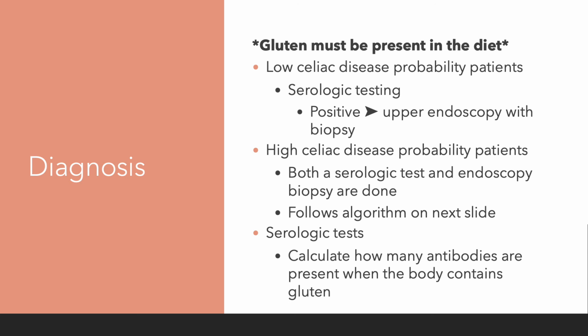Second type of patient is a high celiac disease probability patient. That means they have a parent or a sibling that has been diagnosed with celiac disease. In this case, both a serologic test and an endoscopic biopsy are done right off the bat. They will also have to follow the algorithm that is on the next page for diagnosis. The serologic test calculates how many antibodies are present when the body contains gluten. So, the serologic test is the reason why gluten has to be present in the diet when testing for celiac disease.